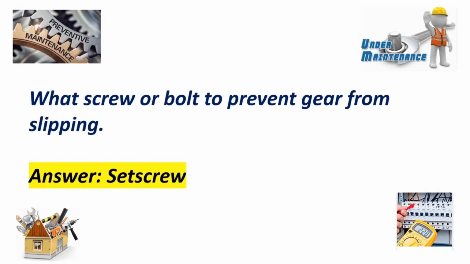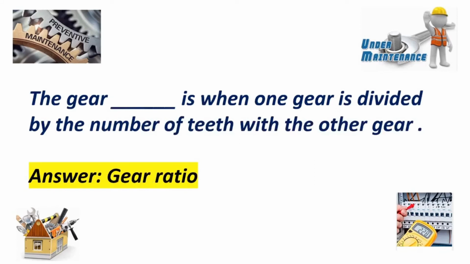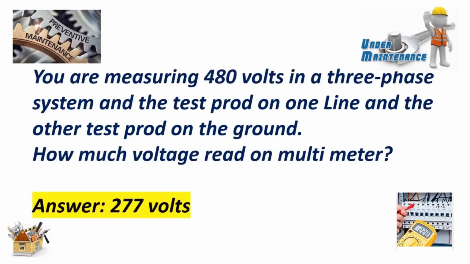What screw or bolt is used to prevent a gear from slipping? Answer: setscrew. The gear blank is one gear's number of teeth divided by the number of teeth of the other gear. Answer: gear ratio. You are measuring 480 volts in a three-phase system, with the test prod on one line and the other test prod on the ground. How much voltage is read on the multimeter? Answer: 277 volts.